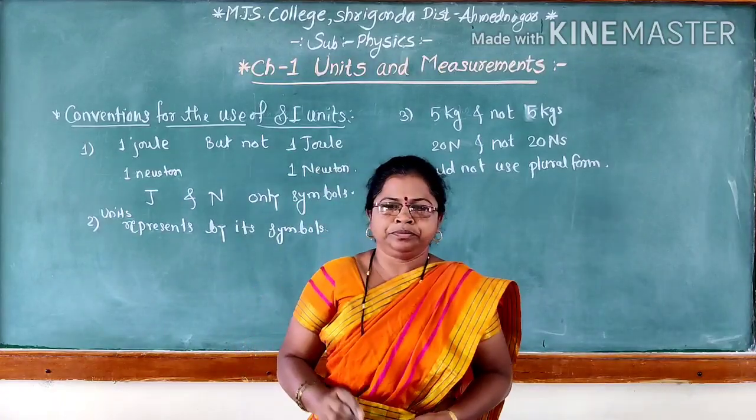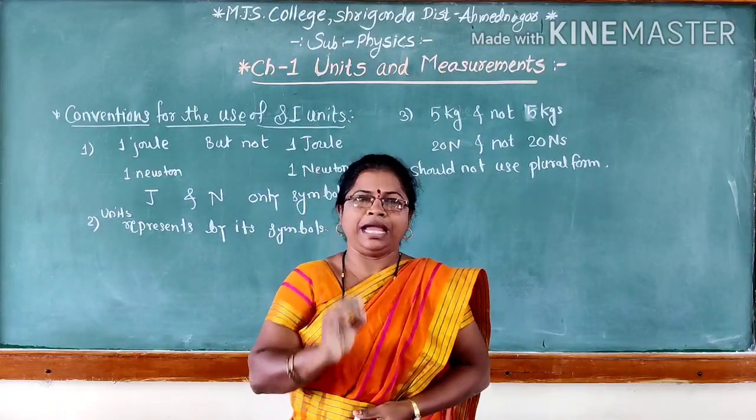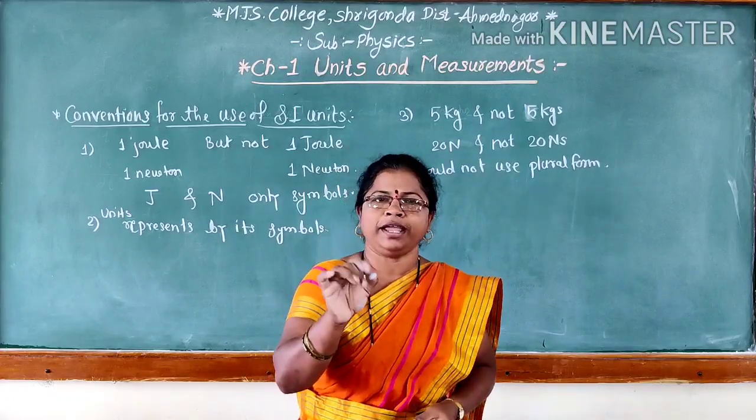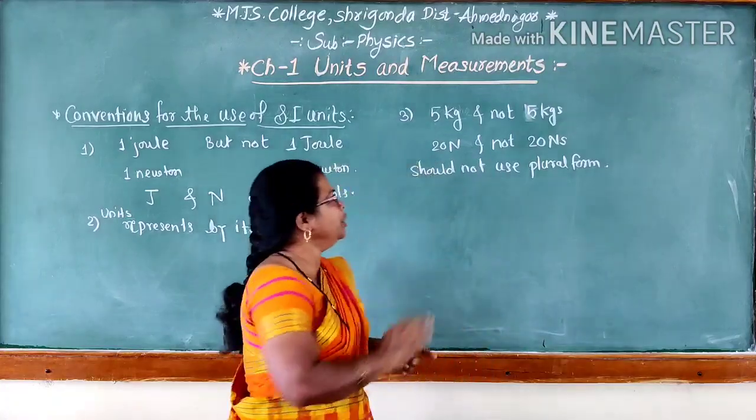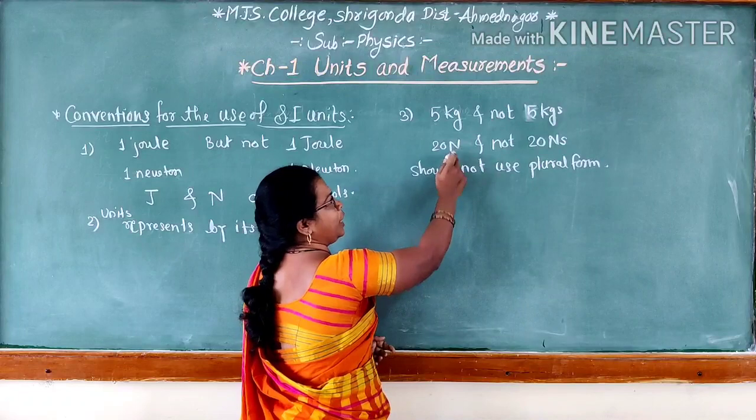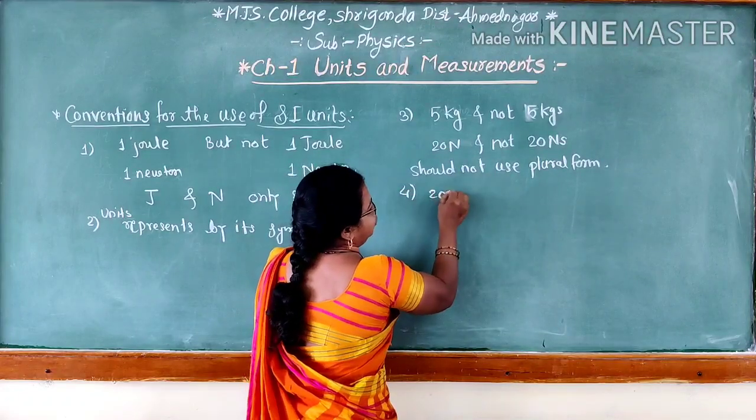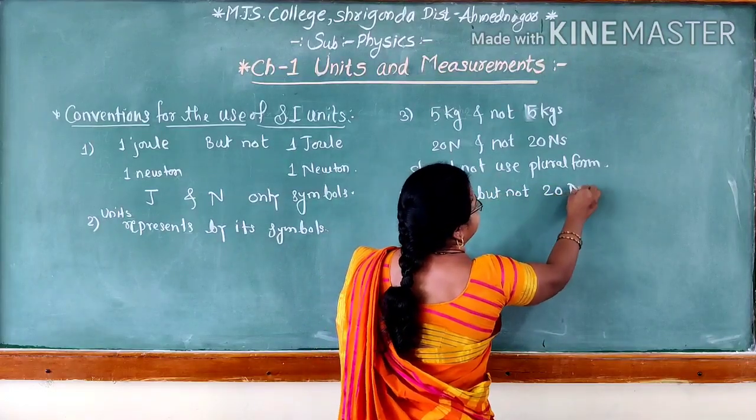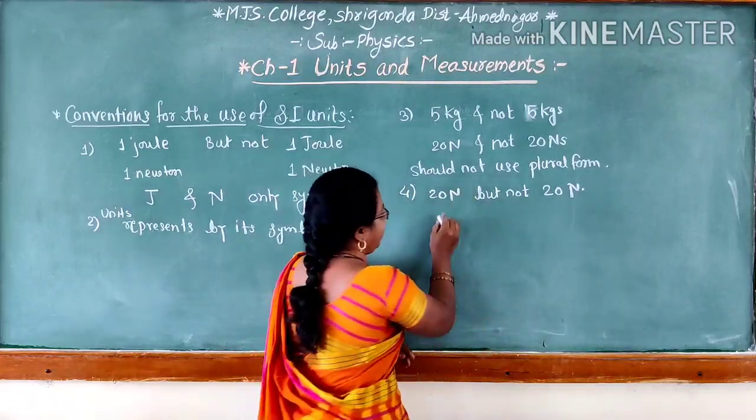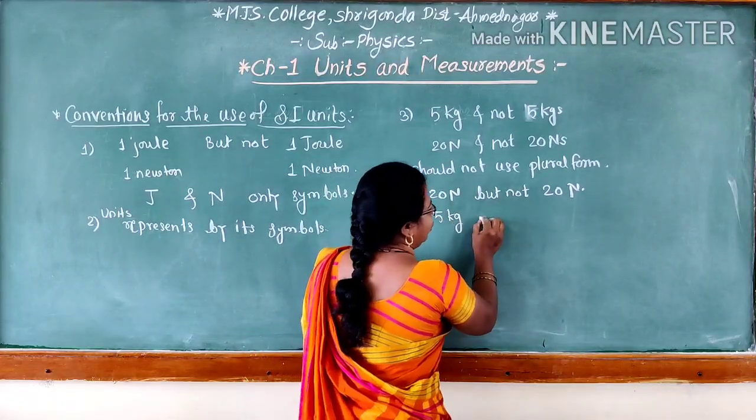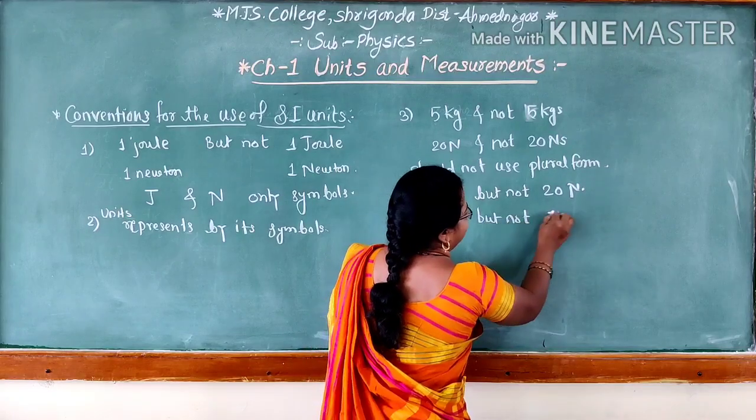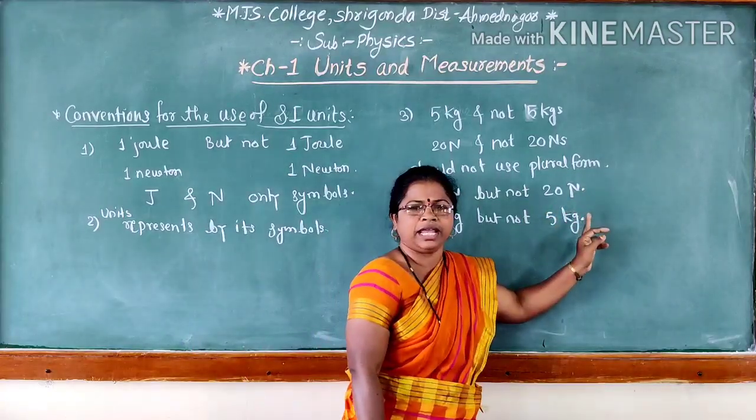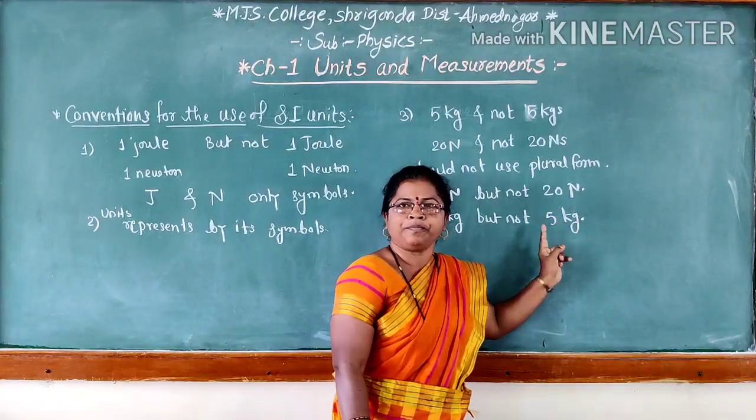Then the fourth one is that there is no full stop at its end. When we are writing a unit, we do not write a full stop at the end. That means here we have written 20 newton, but not 20 newton with a full stop. 5 kilogram, and not 5 kilogram with a full stop. Do not write any full stop after the end of the unit.